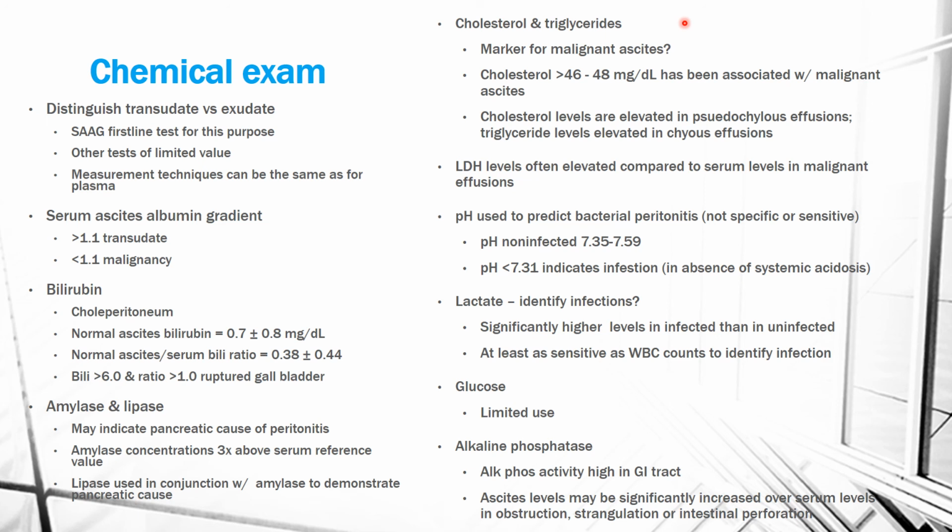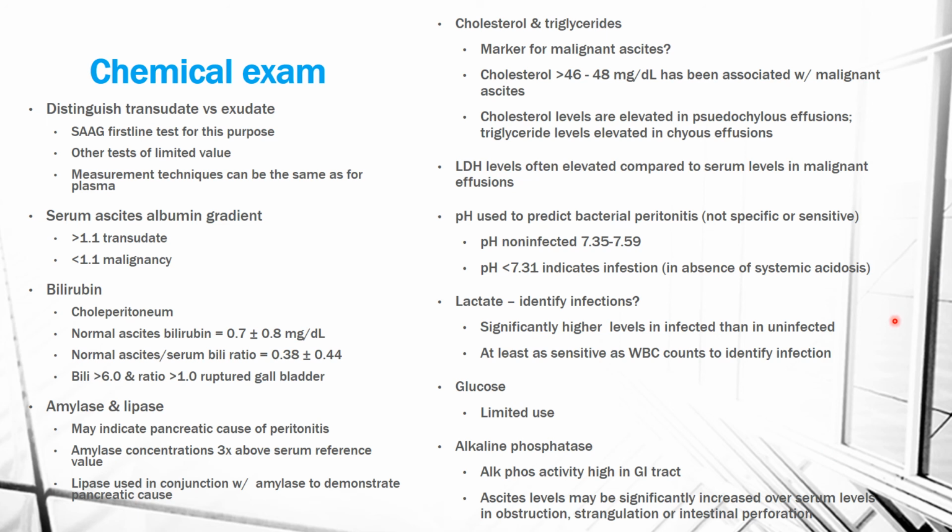LDH levels are often compared to serum levels. It's used as another marker for malignancy, some kind of neoplastic event occurring within the PD cavity. With pH, that's not incredibly useful. They have used it to demonstrate some kind of bacterial infection, but a gram stain works a lot better than that. Okay, so it is possible you can grab a pH if you need to, but it hasn't had the same success as microbiology studies.